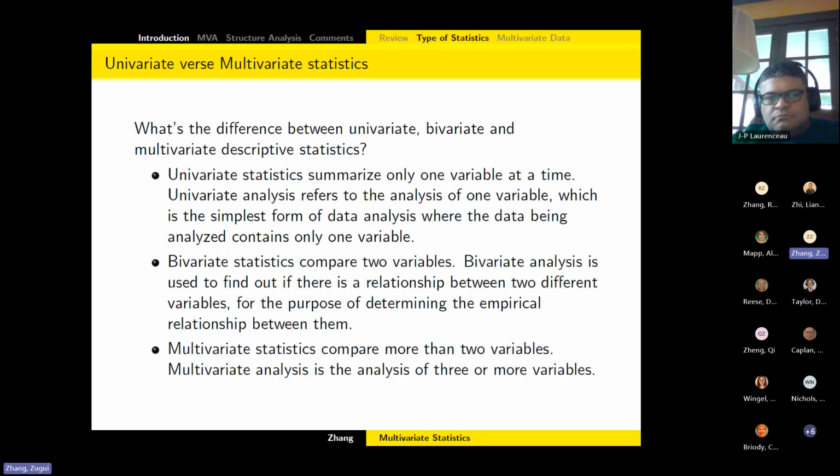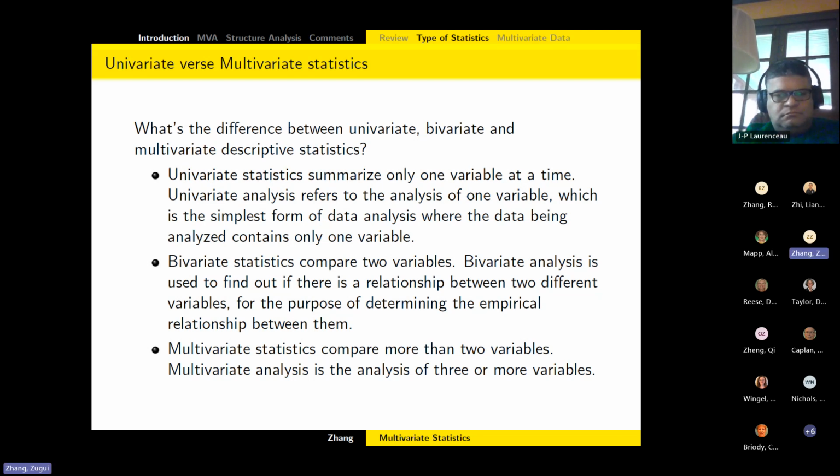In statistics, we often hear concepts like univariate, bivariate, and multivariate statistics. What's the difference? Generally speaking, when we say univariate statistics, we only summarize one variable at a time. Univariate analysis refers to the analysis of one variable, which is the simplest form of data analysis. The data being analyzed contains only one variable.